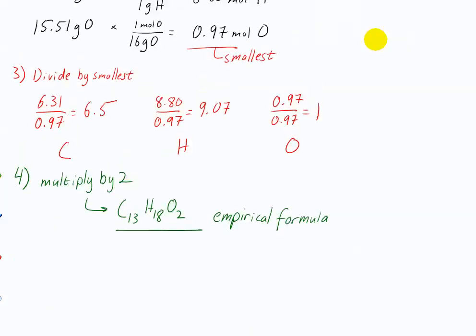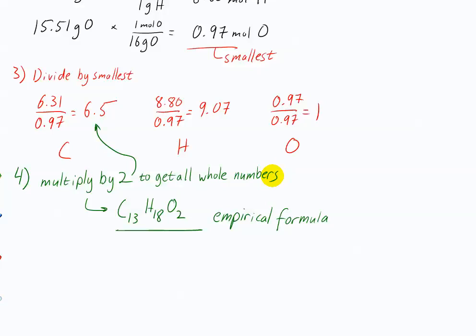That's not a general step, but what we need to do is get that 6.5 to be a whole number, because you can't have a half of a carbon atom in an empirical formula. So we're going to multiply by 2 to get all whole numbers. Or at least close to whole numbers, yeah.